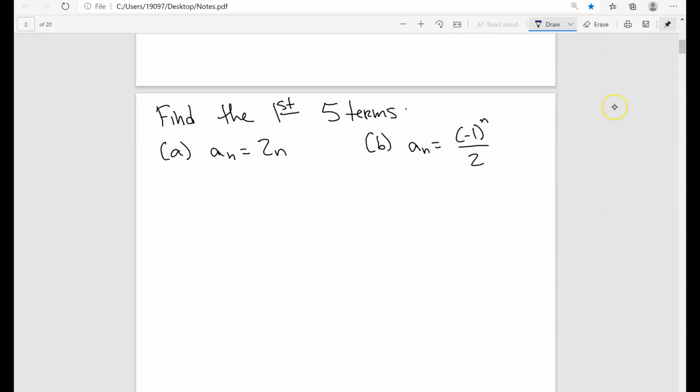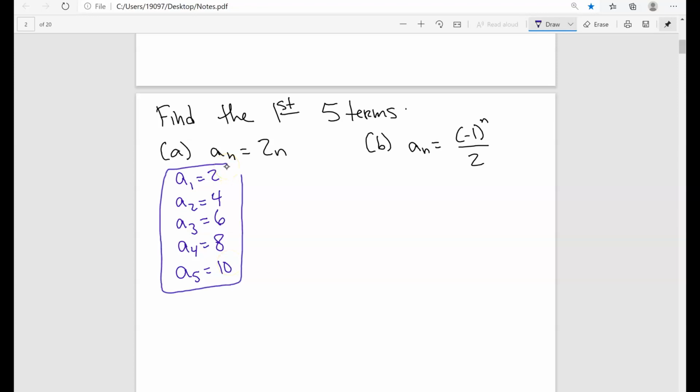We want to find the first 5 terms, so we're going to start off by plugging in 1. Plug in 1, you get 2 times 1, which gives me 2. Plug in 2, you get 2 times 2, which gives me 4. Plug in 3, you get 2 times 3, which gives me 6. Plug in 4, you get 2 times 4, which gives me 8. After that, obviously, you get 10. You can see the general pattern here. You start seeing a bit of a pattern.